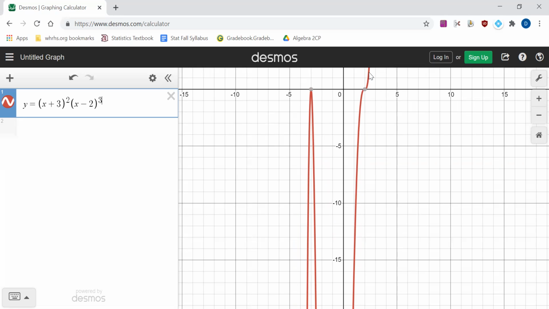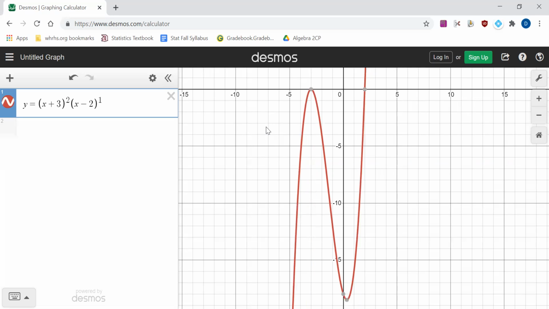So we're going to go back to our notes right now. The main point of what I want to illustrate with you through Desmos is when the exponent of the factor is even, you bounce off the x-axis. When the exponent of the factor is odd, you go straight through the x-axis. Let me go back to our notes here.